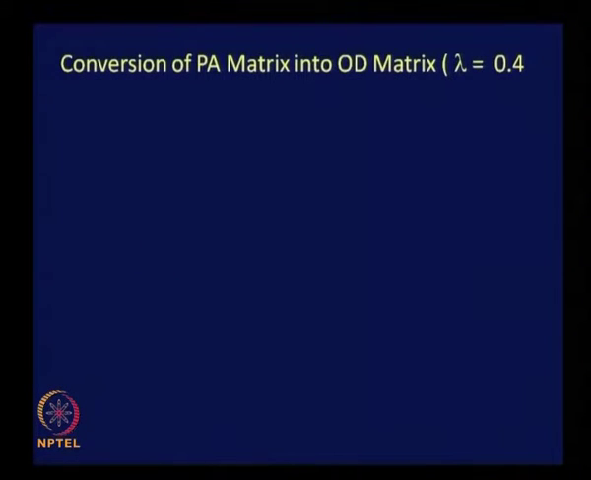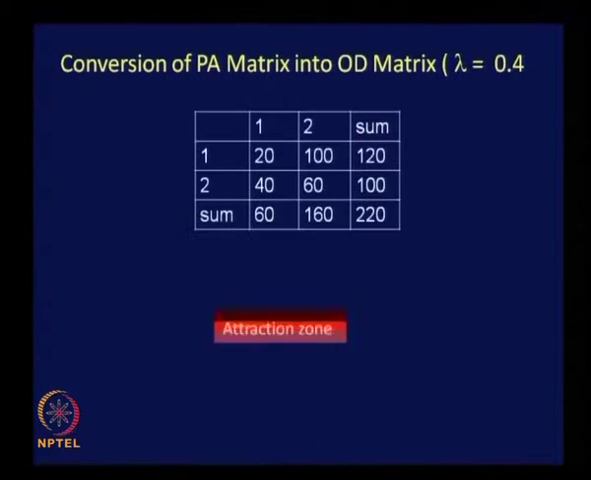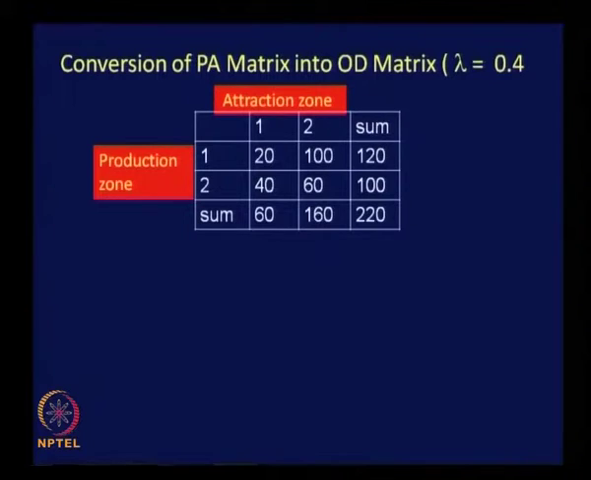Example of conversion of PA matrix into OD matrix, let us say lambda value given is 0.4, right. This is the PA matrix given to us, production, attraction. There are two traffic zones involved, right. T11 is 20, T12 is 100, T21 is 40, T22 is 60, and P1 is 120, P2 is 100, A1 is 60 and A2 is 160, is not it? That is information given to us.